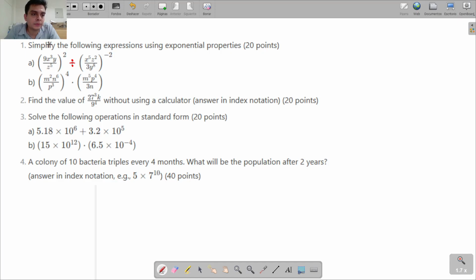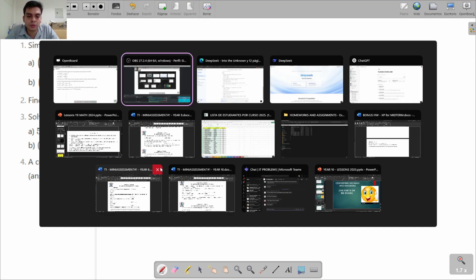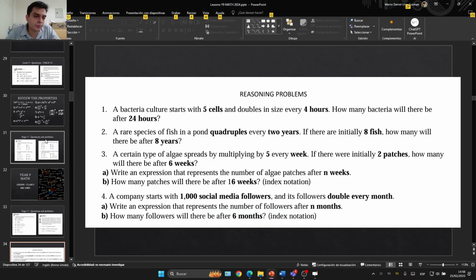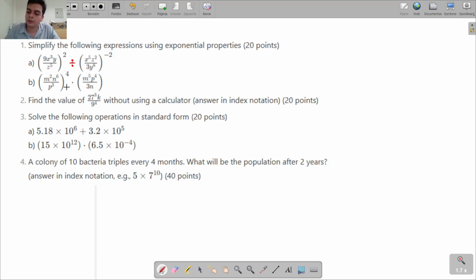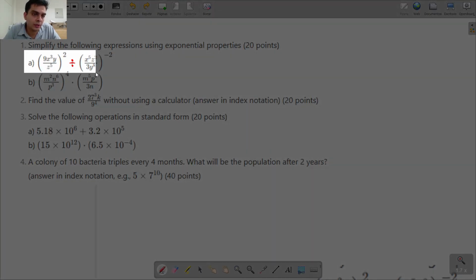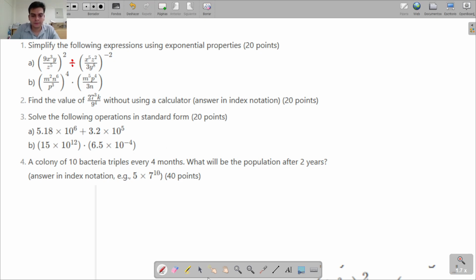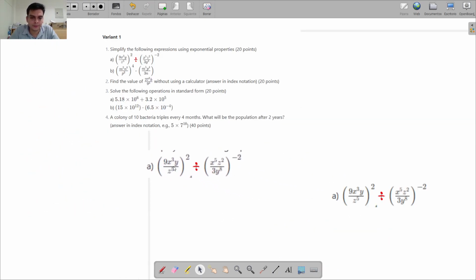In the first one, we have to simplify the following expression using exponential properties. In this exercise, we have to use the properties we saw in class to work with this type of problem. So, the first thing we must do, first I will copy the exercise down here, so I don't have to write it all again.